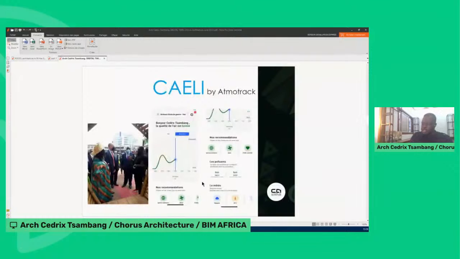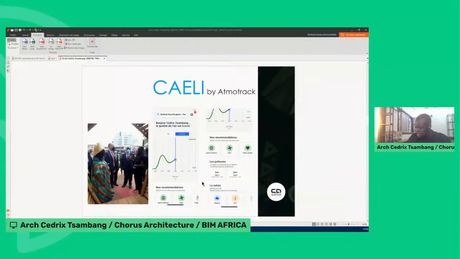So in that project, Atmotrack, with no publicity, developed a software called Kaeli. You can access it by phone, even in other countries, and you will know the quality of air in each district in the city in real time. So that can be assimilated to an Internet of Things, where you have real-time information straight.